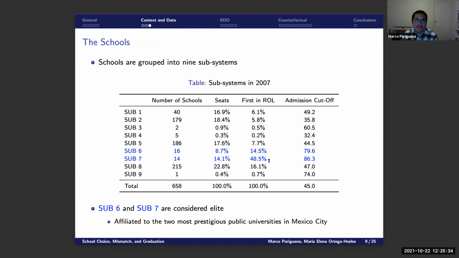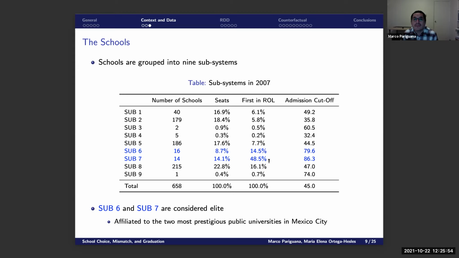So now about the schools, for you to have an idea what I mean when I say elite schools, schools in Mexico City are grouped into 9 subsystems. And there are 2 subsystems that I highlight in blue here that are considered elite. They are considered elite partially because they are affiliated to the 2 most prestigious public universities in Mexico City.